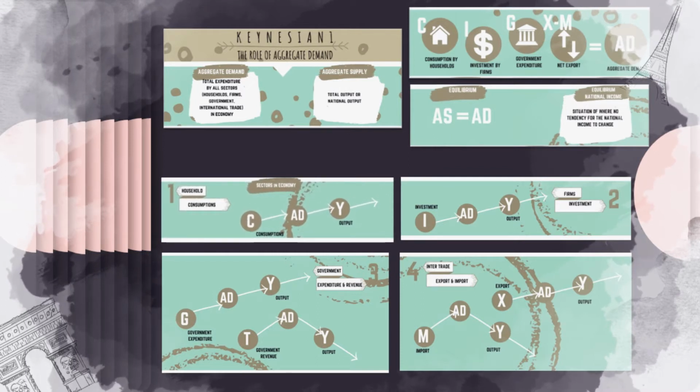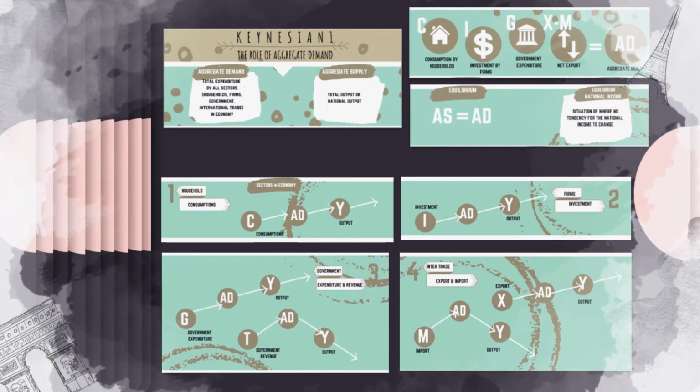Next, aggregate demand and output have positive relationship. Sectors in economy. There are 4 sectors in economy. The first one is household. Expenditure for household is consumption. When consumption increases, the aggregate demand will increase and the output will increase too. The second one is firm. Expenditure for firm is investment. When investment increases, the aggregate demand will increase and the output will increase too.